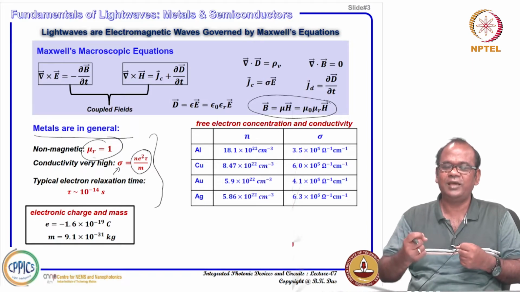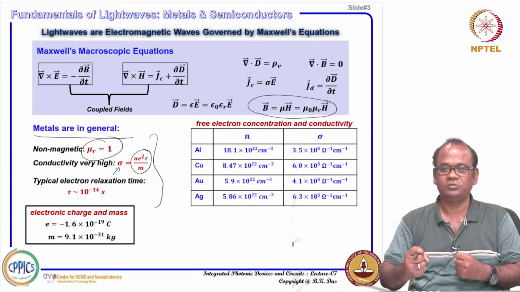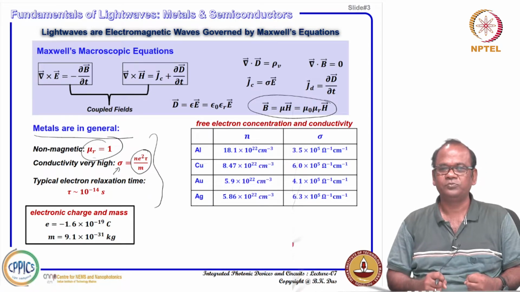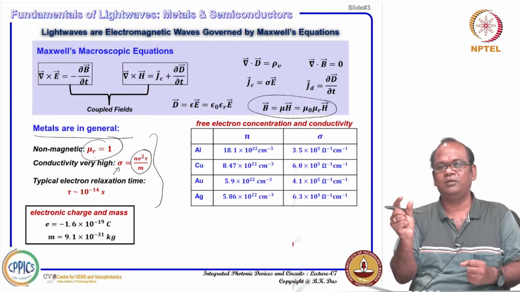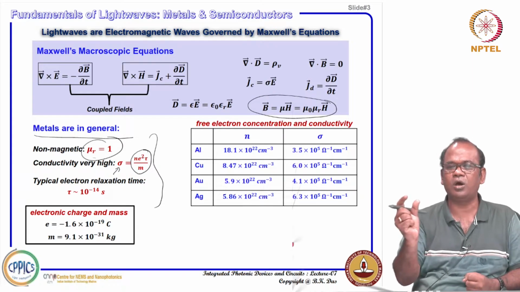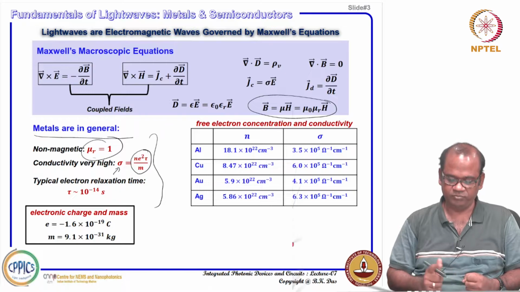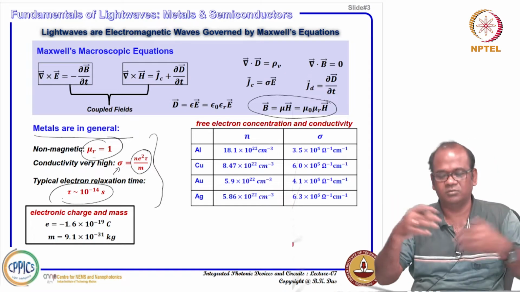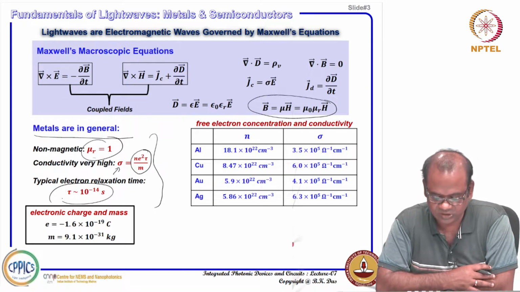In that case, suddenly it will stop its motion, and then again it will start taking up energy. That type of situation, the time taken between two collisions, is called relaxation time, tau. Typically that is 10 to the minus 14 second in the case of metal, where density is very high.